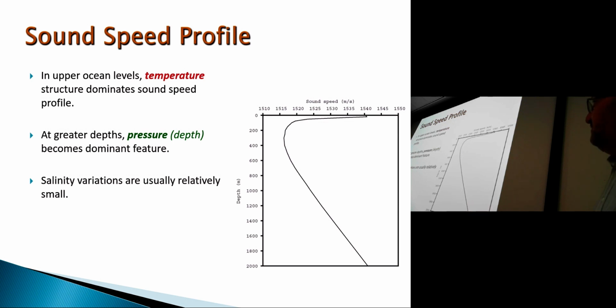What you can also see in this profile is something that's known as a sound channel. When the sound speed value reaches its minimum, this is what we call the sound channel axis. And if you had a transmitter down there at about 200 meters, any sound being transmitted from that would travel horizontally and for quite long distances, because you're making the most of the profile. It will trap sound in that sound channel.